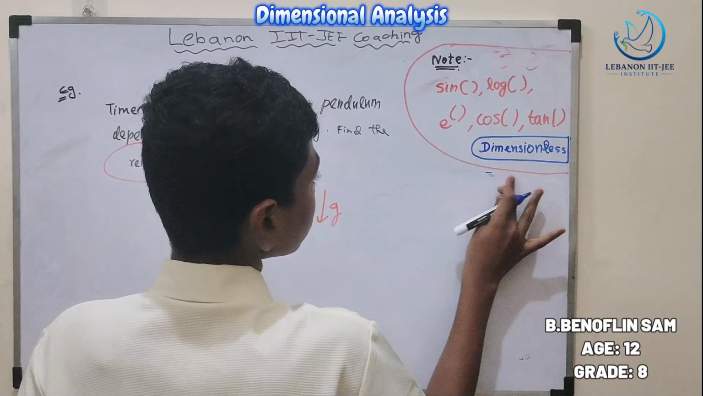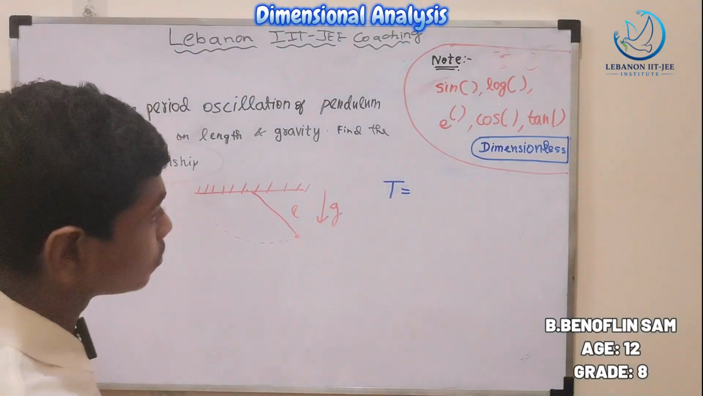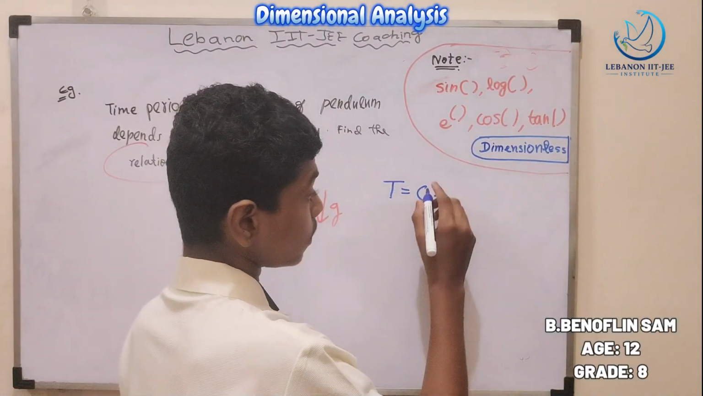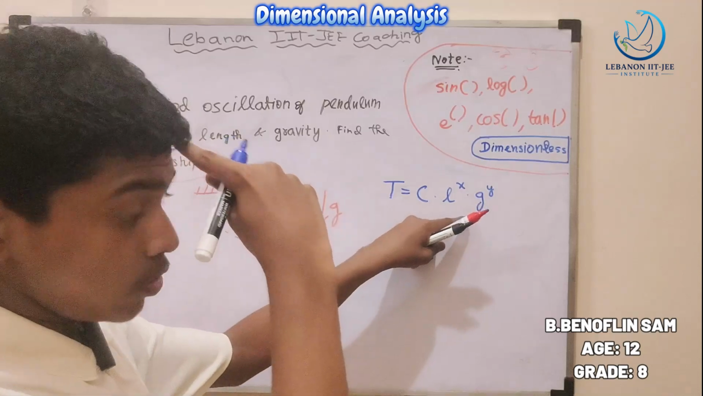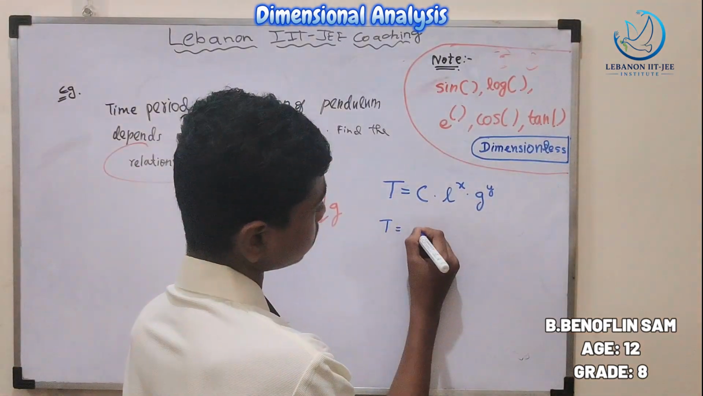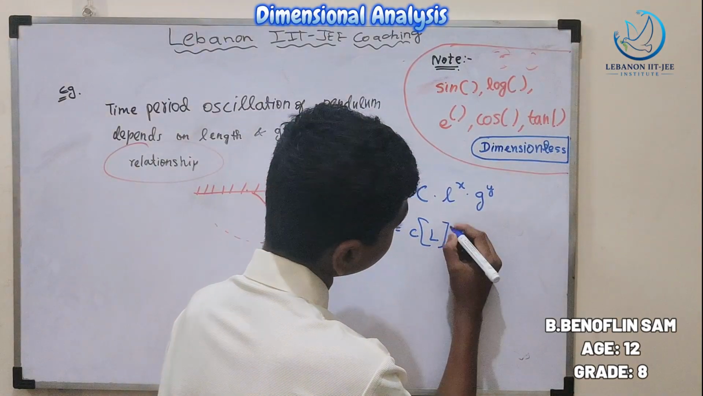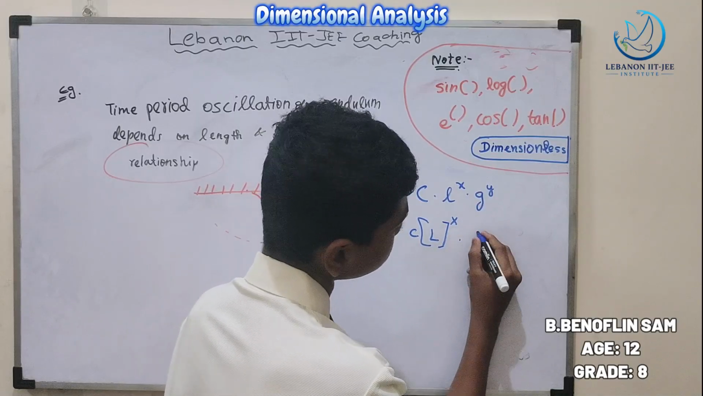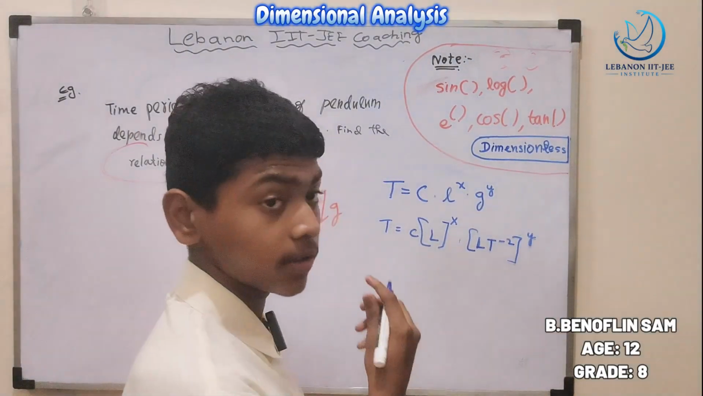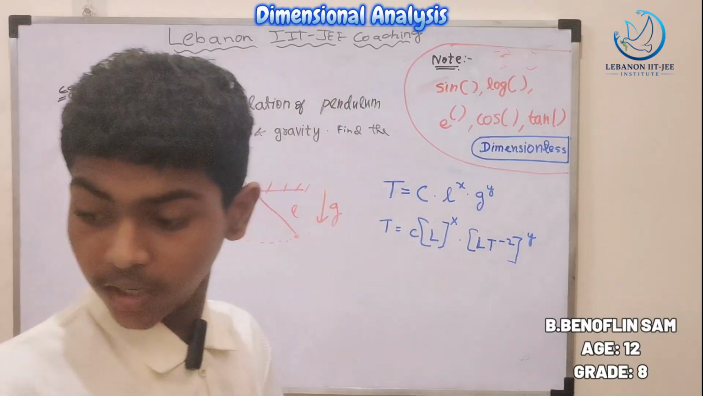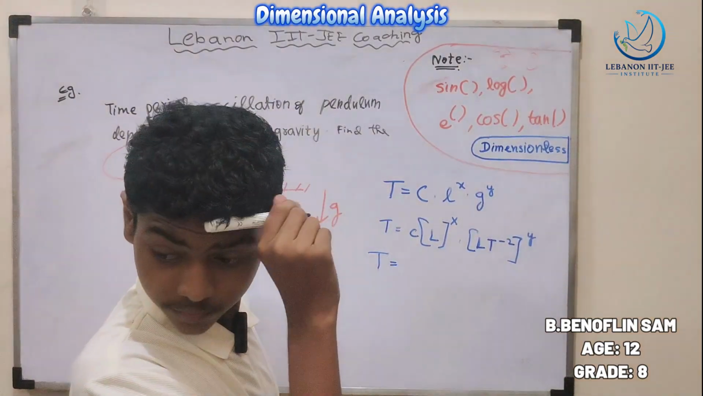So you take T is equal to a constant into L^x into g^y. For this, you know the dimensions, right? So we can write T is equal to constant, bracket, L^x into (L T^-2)^y. Like this, right? They have told like this only.